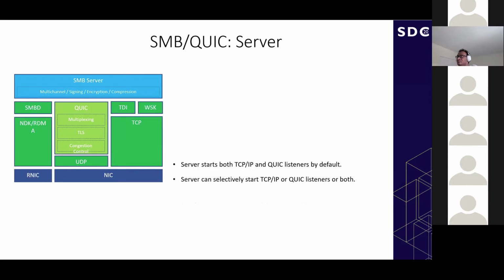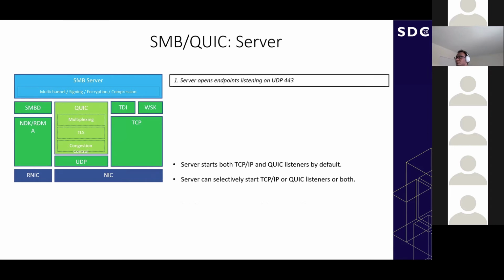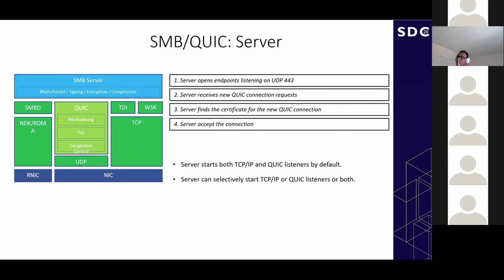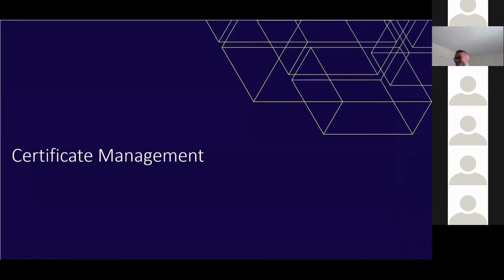On the server side, we are going to start by opening endpoints that listen on port 443 for UDP. And then when the server receives new connection requests, we are going to assume at this point, not getting into certificate management just yet, that you set up your certificates correctly. Upon that, we will try to find a certificate, particularly for this QUIC connection. Given that it does find a certificate, we will accept the connection, TLS will pass, and we'll start receiving the QUIC streams and processing your SMB messages.